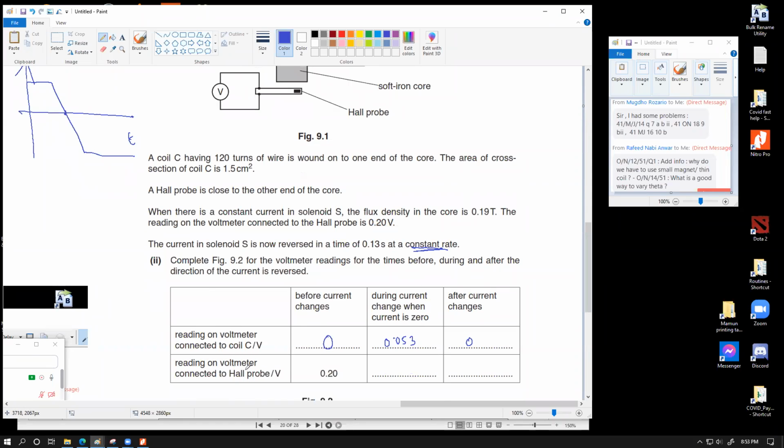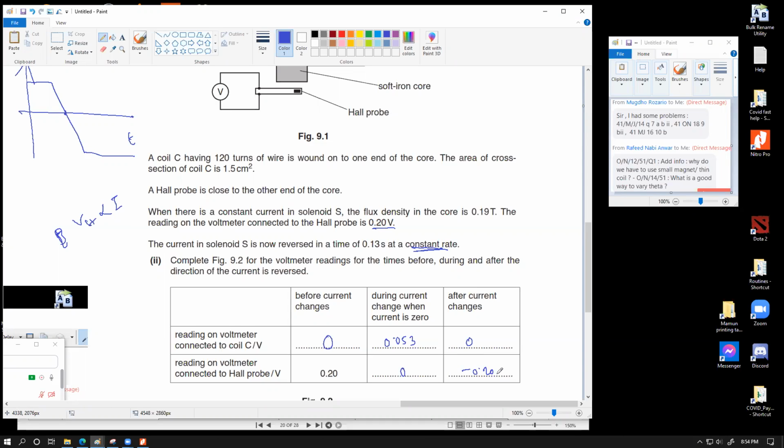Then it says that the reading on the voltmeter, current to the Hall probe, before the current is 0.20 volt. They have already said this in the question. During current change, when the current is 0, this would be 0 because VH is proportional to I. So if the current is 0, the VH will also be 0. After the current changes, this will be minus 0.20. These are my answers, logically thinking. I might be wrong. I'll check with the mark scheme. But do you understand why these values are like this? Is it logically understandable?